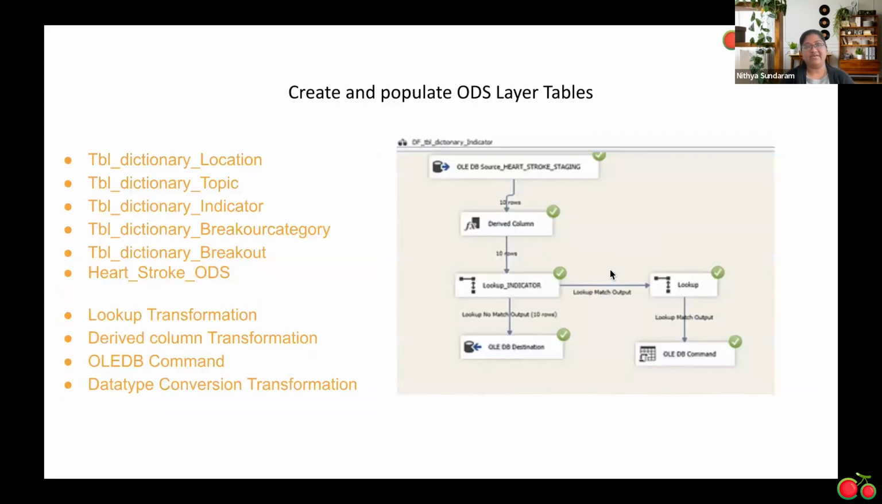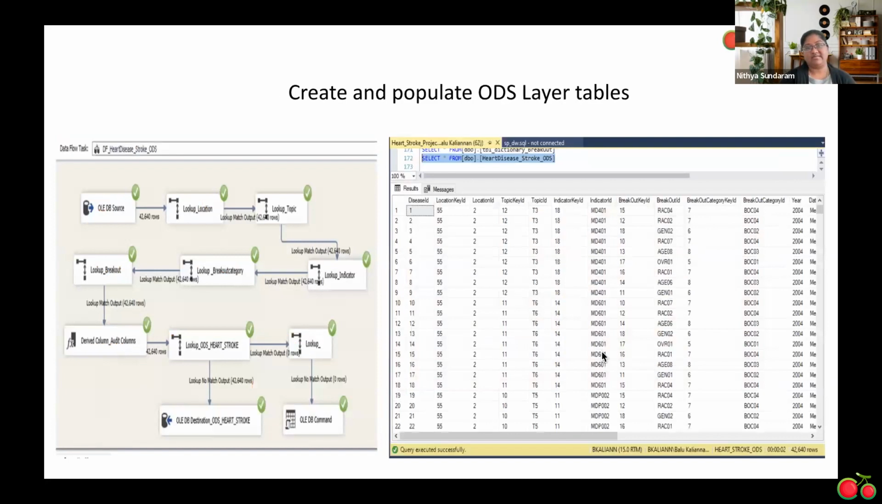Next is the ODS layer. Here you're seeing the five dictionary tables and the heartstroke ODS table. By using lookup transformations, direct column transformations, and OLE DB command, I loaded the data into the ODS tables in the database.